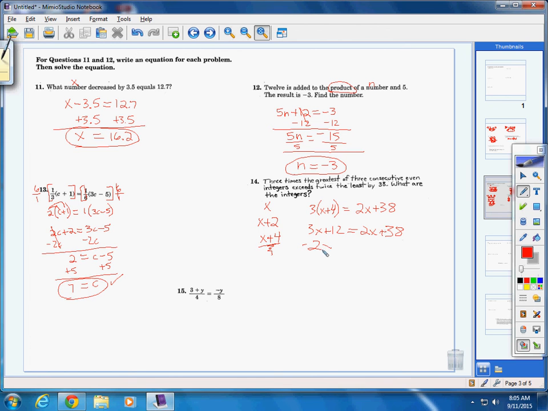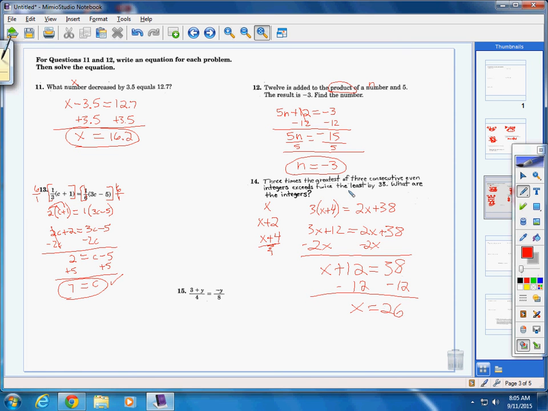Subtract 2x from both sides. You're left with x plus 12 equals 38. Subtract 12 from both sides. And you are left with x equals 26. That is not our final answer.